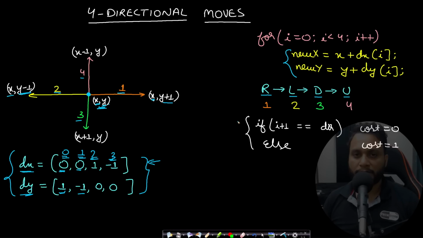Now according to the problem statement, if the i plus 1 value is equal to the direction, then the new cost incurred will be equal to the old cost, because we will not be adding any cost. The cost added will be 0.